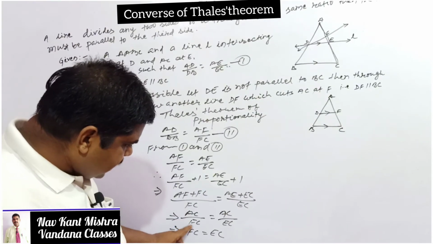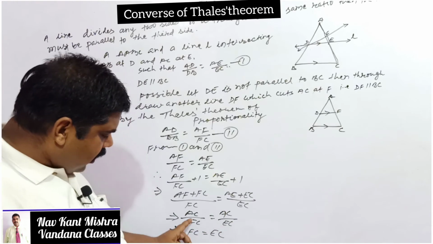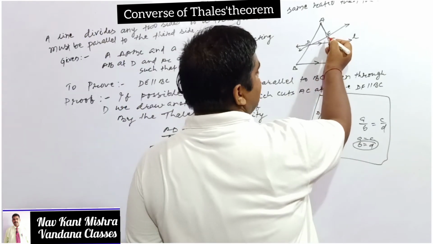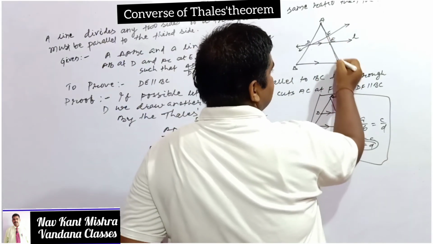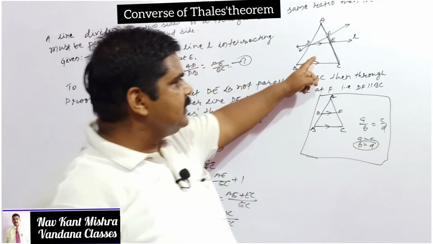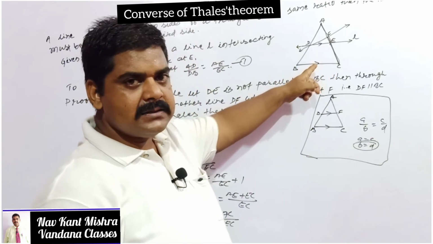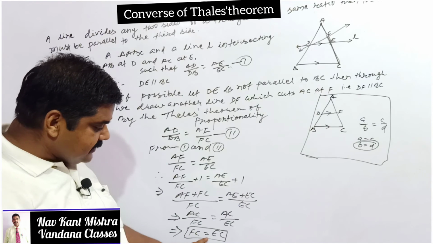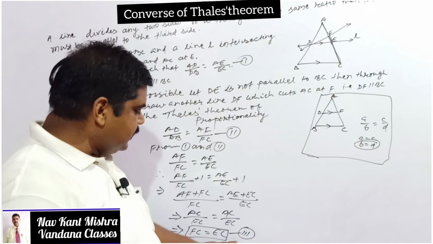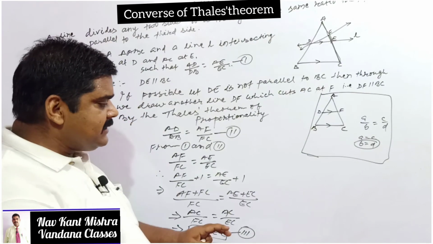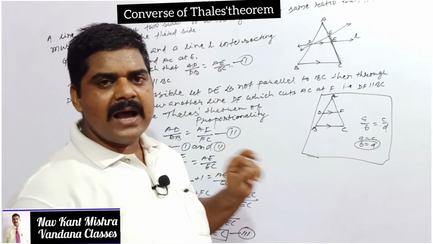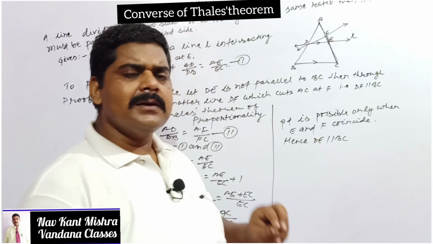So AC upon FC is equal to AC upon EC, and on the basis of it you can write down FC is equal to EC. And now you can see that EC and FC, according to this figure, are two different lengths, but FC is equal to EC, if you consider it as third, then according to third, both points are equal, and it is possible only when F and E coincide. Coincide means E and F are the same point.